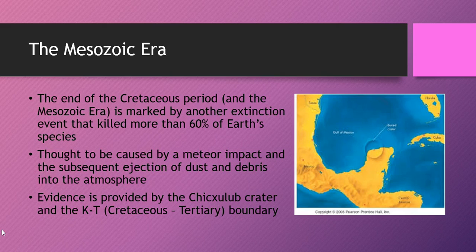The evidence of this is provided by the Chicxulub crater, the crater that's near the Yucatan Peninsula, and what's known as the KT boundary, or the Cretaceous Tertiary boundary. This is a boundary in the rock line filled with iridium, and iridium, though rare on the Earth, is found in great amounts on meteors. And so this rock layer appears between the boundary between the Mesozoic Era and the Cenozoic Era.